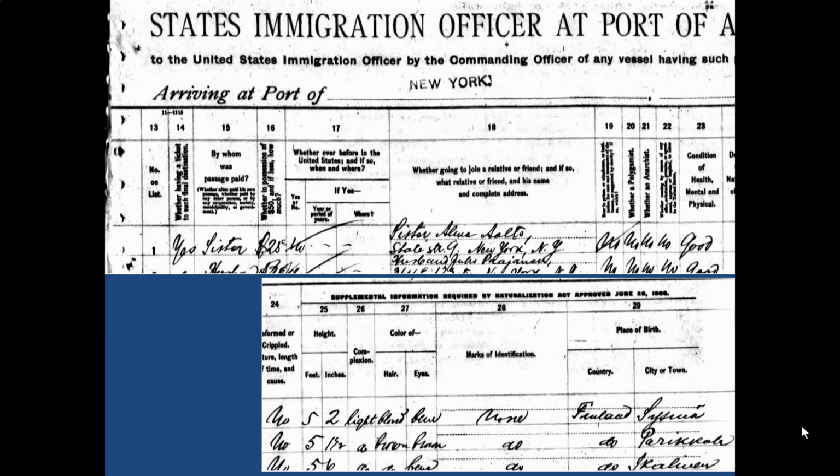And it says her physical description. So she's 5'2", has a light complexion, blonde hair, blue eyes. She has no marks of identification, so like things like a scar or a birthmark. And it says her place of birth is Saimaa in Finland.